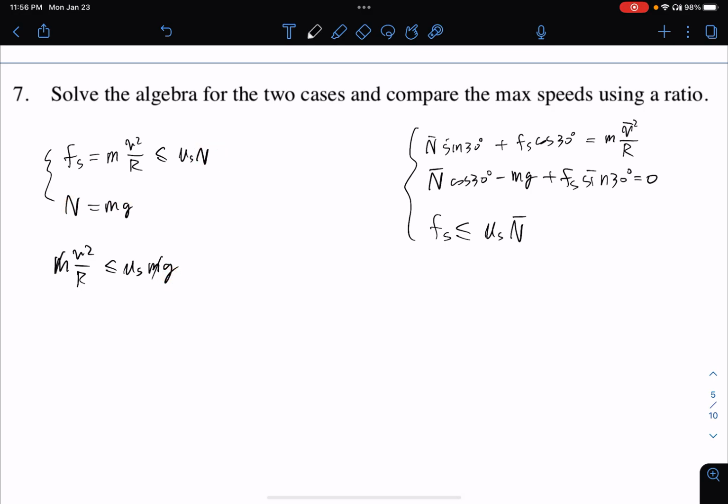Now there's mass on both sides, so I get that for a flat road, the square of velocity is smaller than rg times mu s.